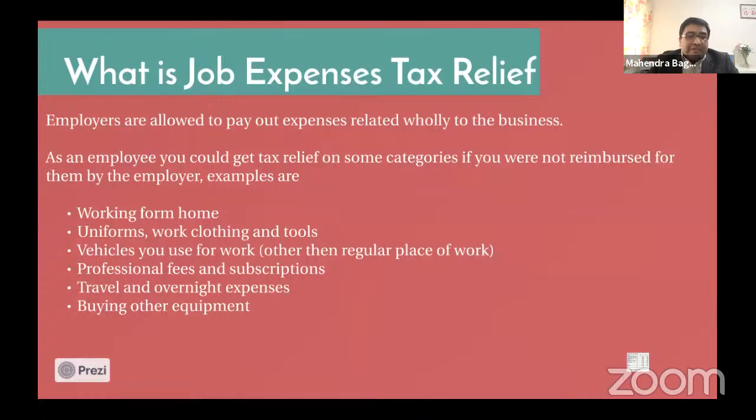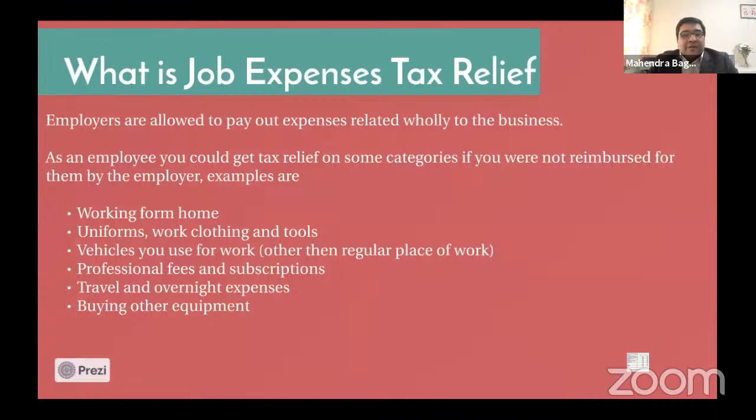A few things I've listed which are very common in use: working from home. If you have to wear special uniforms, especially let's say you are in the medical professions, or you are a construction worker, or in a food factory or anything. Again, a vehicle you are using which has to be other than for your regular place of work, so you can't get reimbursed for going to your job on a daily basis. Any professional fees and subscriptions.